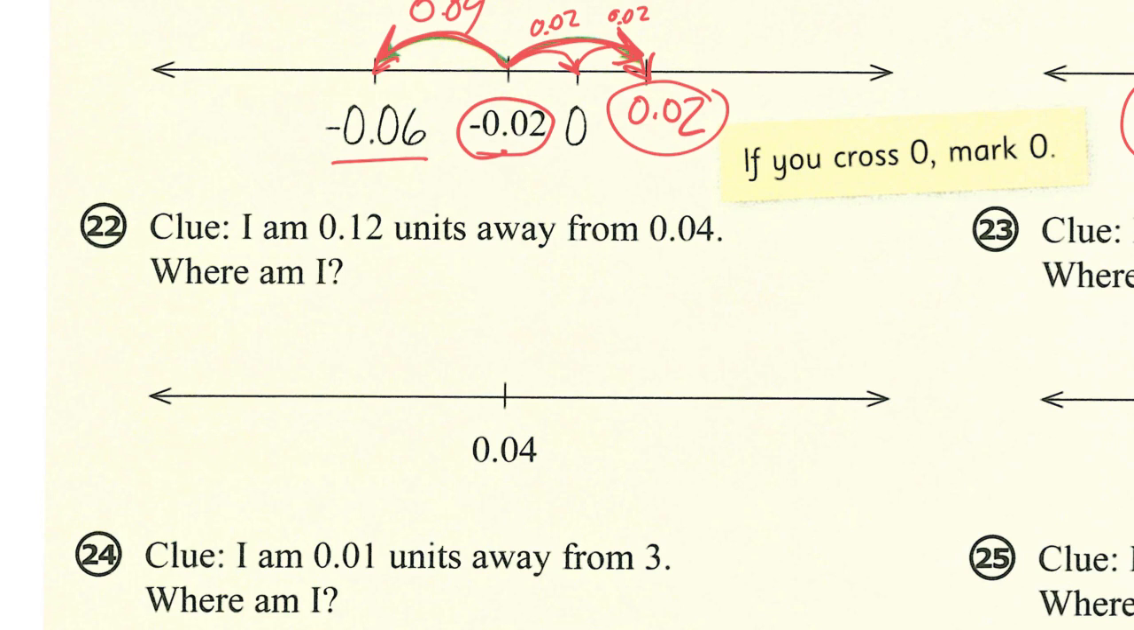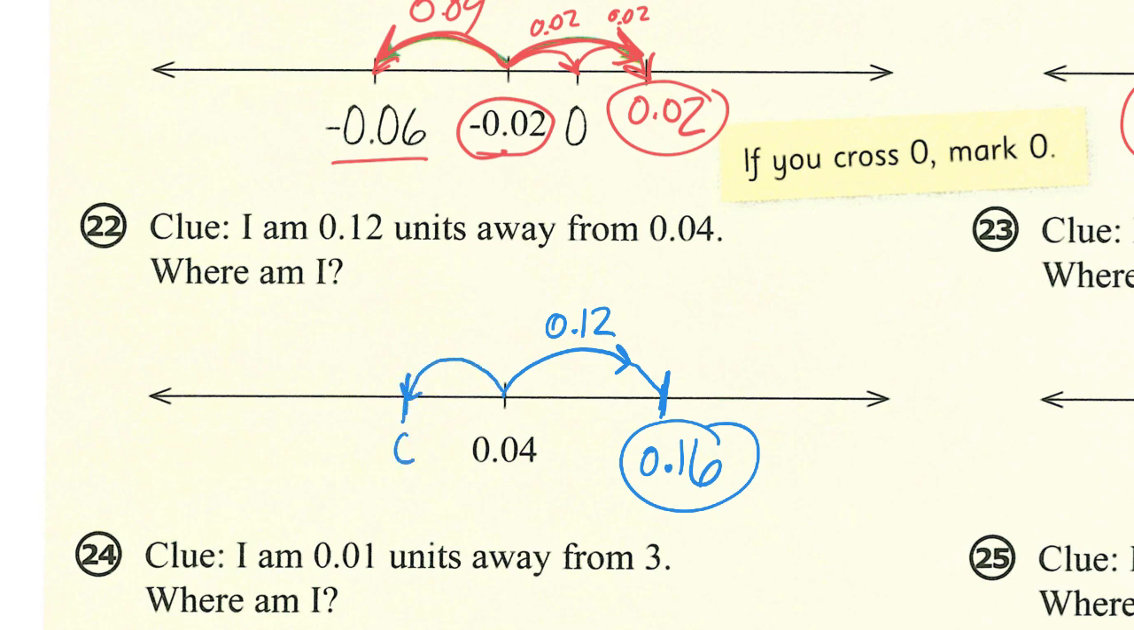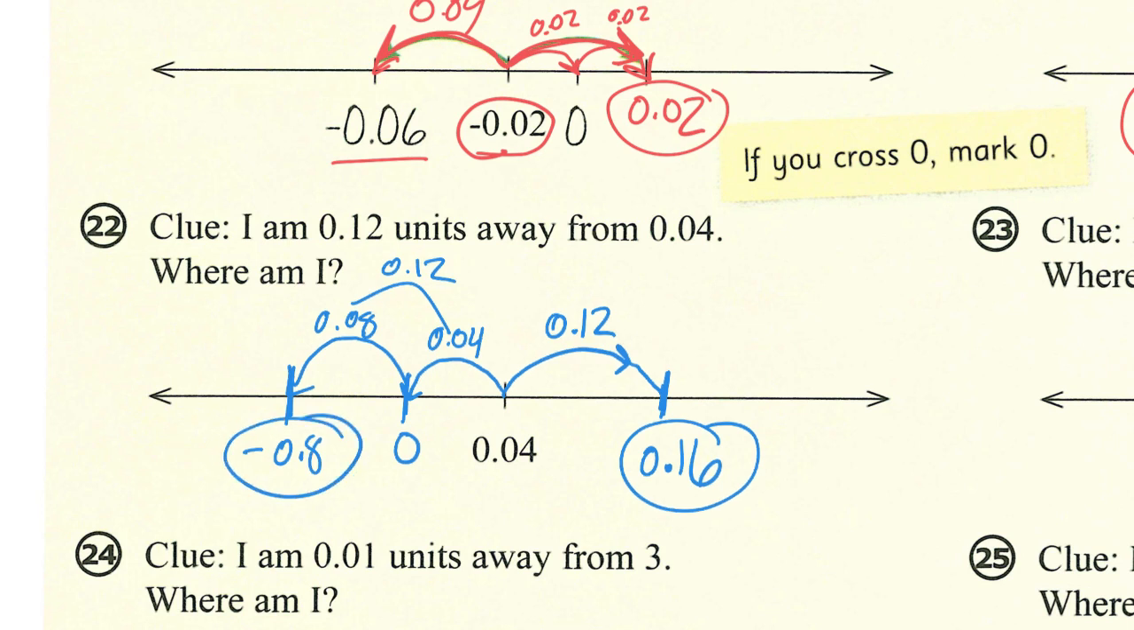Number 22, I am 0.12 units away from 0.04. So let's go to the right first. If I'm going to go that far, 0.12 units, I'm just going to be adding them together, and I end up at 0.16. If I go to the left, I know that I'm going to end up at 0, and that took me 0.04 units. So I still have to go another 0.08 so that I have gone a total of 0.12. So I'm at negative 0.08 when I go to the left.